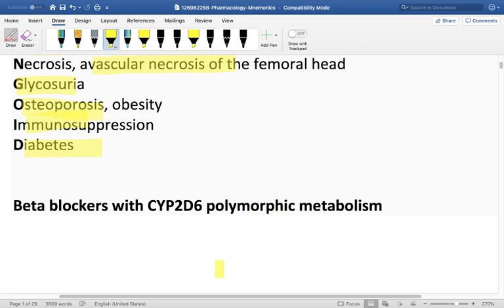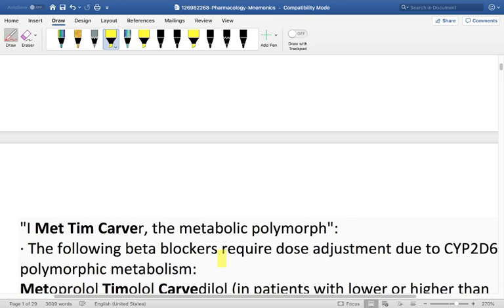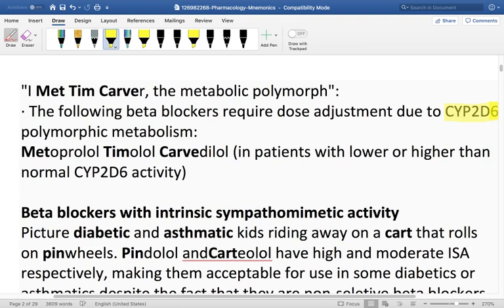Now comes the beta blockers. Typically you need to remember what is the dose adjustment that you need to do with the beta blockers. CYP2D6 polymorphic metabolism will affect the beta blockers. So, metoprolol, timolol, carvedilol. These are the things that are metabolized by CYP2D6 is a point that you need to remember.